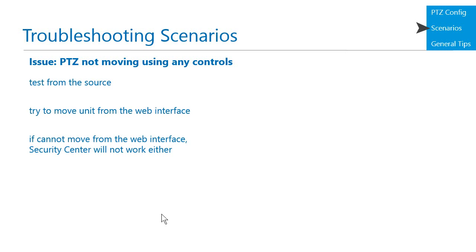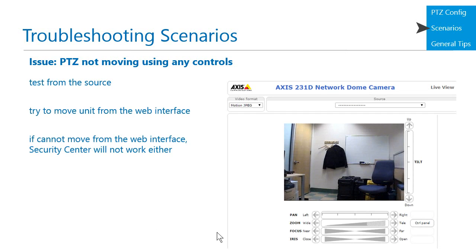Now before we start taking a look through Security Center, we should first consider the physical setup and testing it from the source. If the unit has a web interface and the PTZ can be controlled from there, try to log in and move the PTZ around. If we can't move it, there's likely something that's not set up correctly on the unit itself, or in the case of an analog PTZ, there may be a wiring issue between the motor and the serial port.